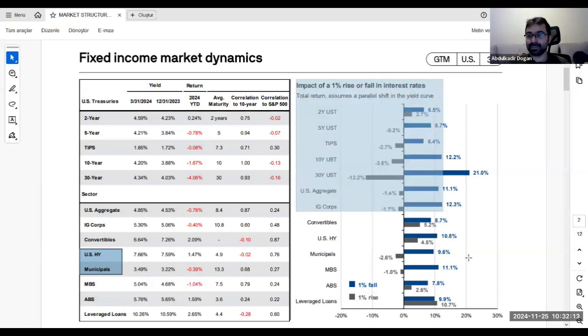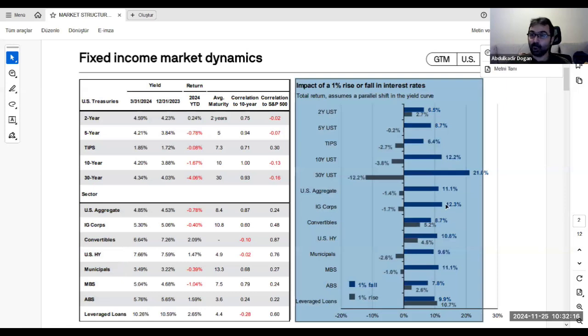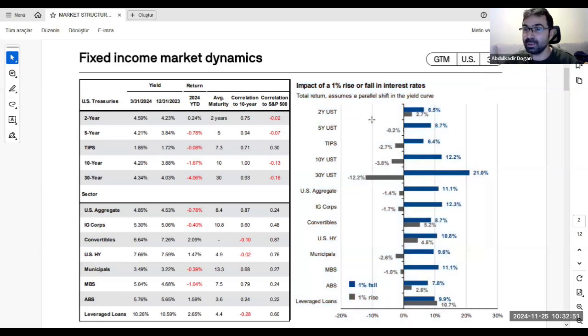And here, as you see, please take a look at this. This is also a summary of the story, how the fixed income market is working in the United States. The impact of a 1% rise or fall in the interest rate, what is happening to other assets in the United States, or other assets in the corporation or the government? What's happening to those? Let's take a look at the impact of a 1% rise or fall in the interest rate. It is increasing the 2-year treasury yield. Okay, please take a look at the title here.